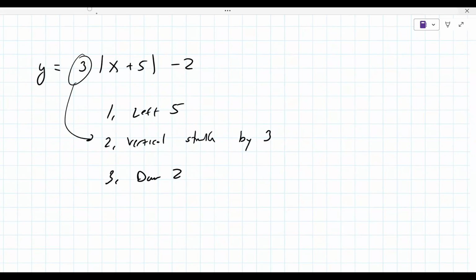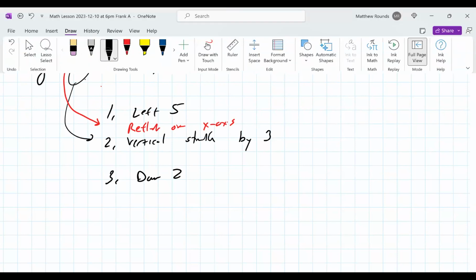Now, if I were to put a negative in front, what do you mean by which number is bigger than 1? Well, since this number is bigger than 1, it's a stretch. But if I put a negative in front, the negative is its own thing. The negative is a reflection over the x-axis. That makes sense. Okay.